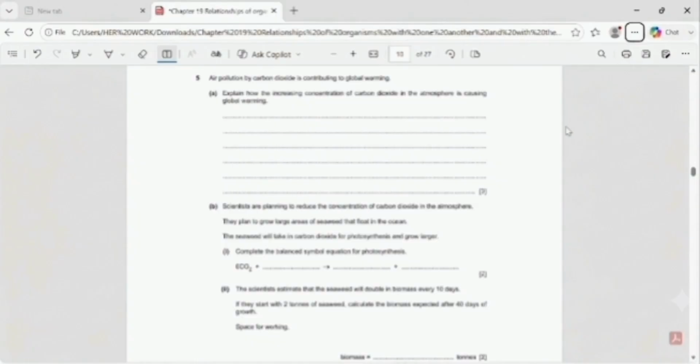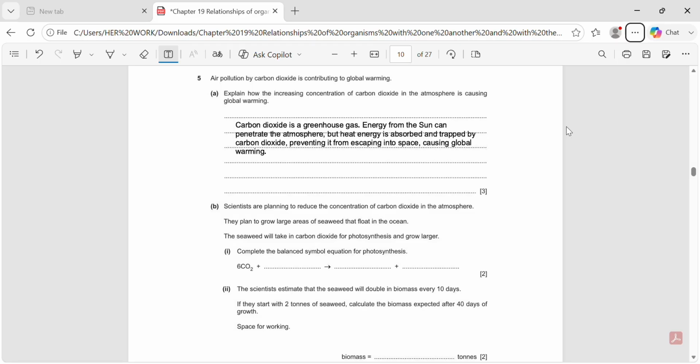The Earth then releases this energy as heat, but carbon dioxide absorbs and traps some of this heat, preventing it from escaping into space. As more carbon dioxide accumulates in the atmosphere, more heat is trapped, causing the Earth's average temperature to rise. So the answer we write is, carbon dioxide is a greenhouse gas.